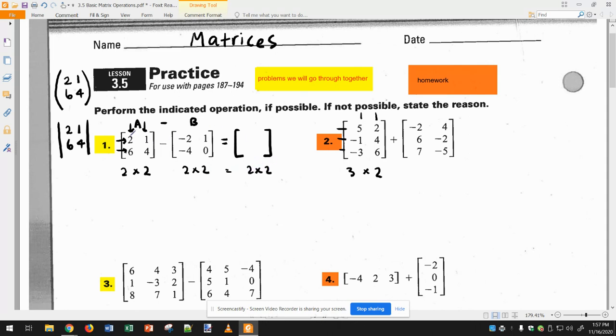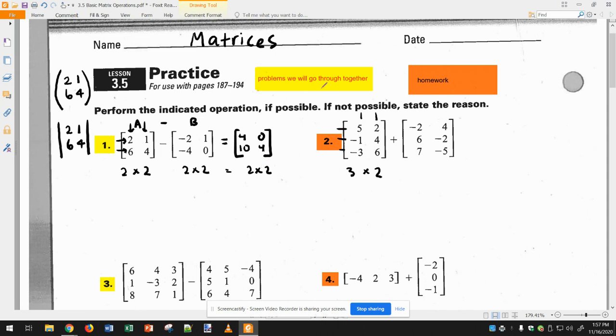And so we just take the individual components and do whatever operation is here, either subtraction or addition. So 2 minus negative 2 is 4, because it's 2 minus negative 2, so it's 2 plus 2. The next part is 1 minus 1, so this one would be 0. And then 6 minus negative 4, so that's 10. And 4 minus 0 is 4. So this would be our resulting matrix.